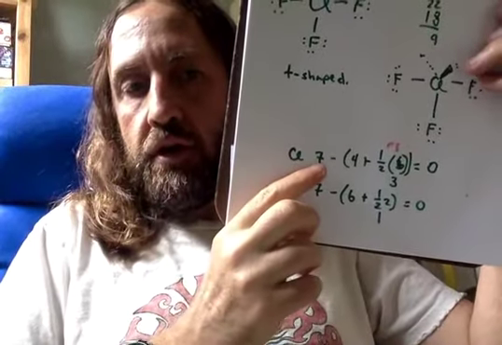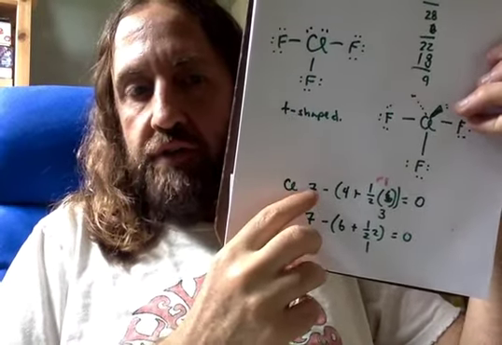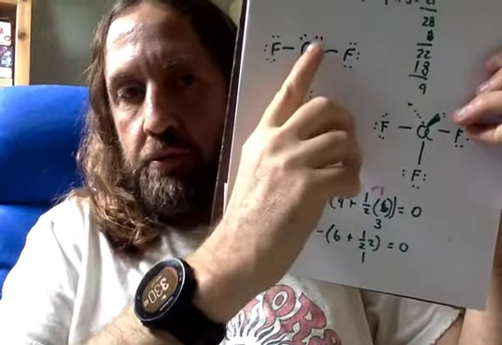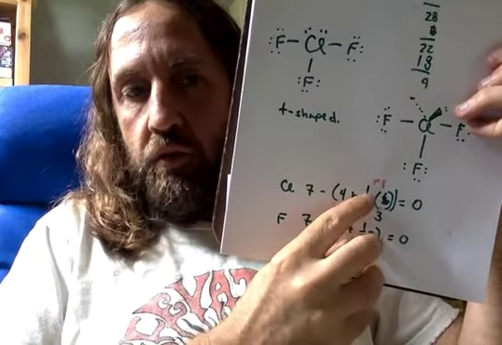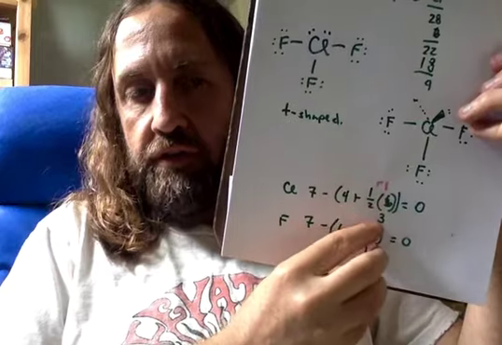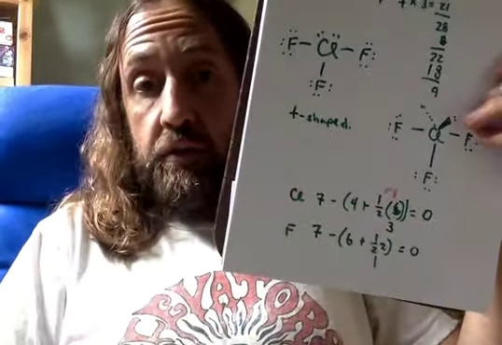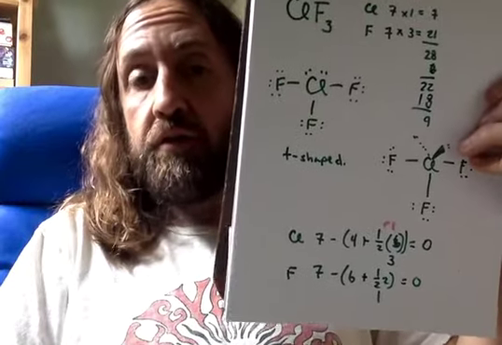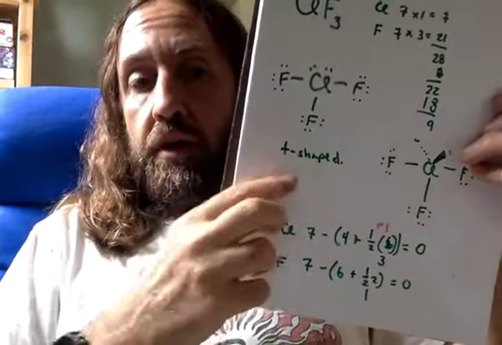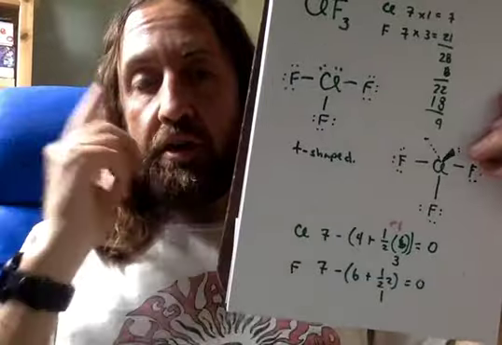So the chlorine, it has 7 valence, 4 unshared, boom, boom. And then 1/2 of 6 is 3. 4 plus 3 is 7. 7 minus 7 is 0. Sucker works, that's all we can say. Okay, it's a good formal charge. So it's T-shaped, got the 90 degrees we'd expect.